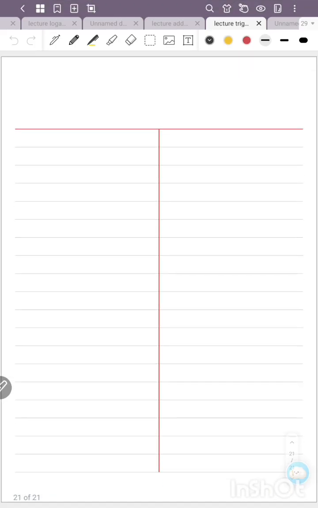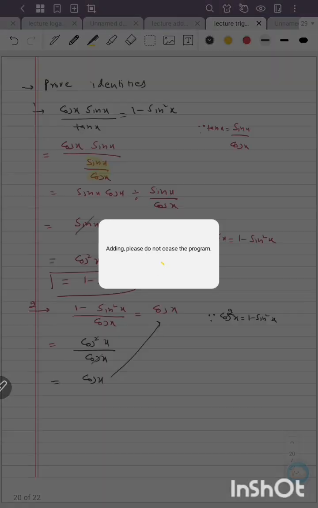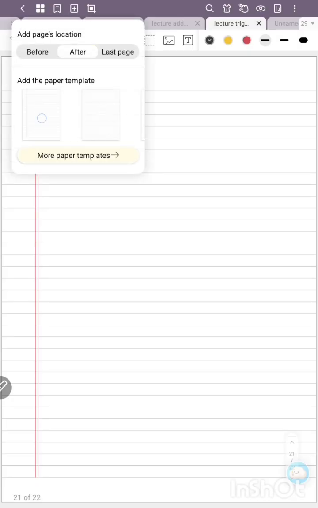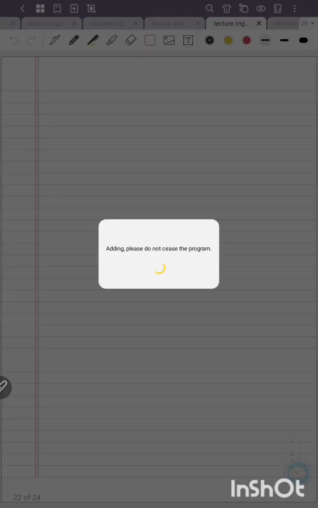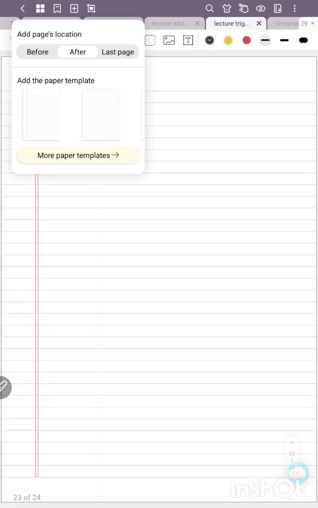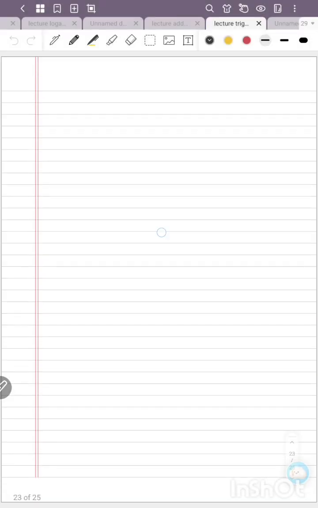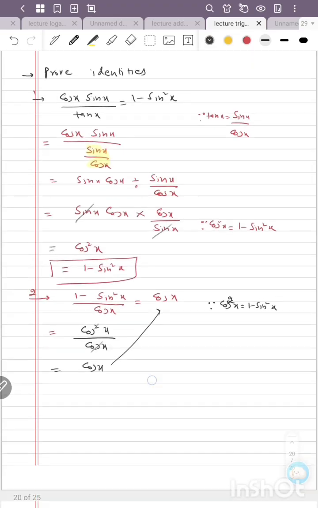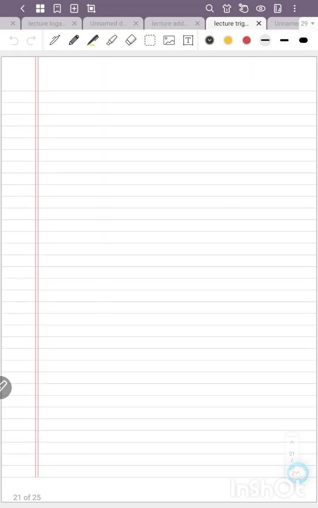Now we have to move to the next question. Dear students, we will start from our third question. The third question is tan square x minus sine square x equals tan square x sine square x.